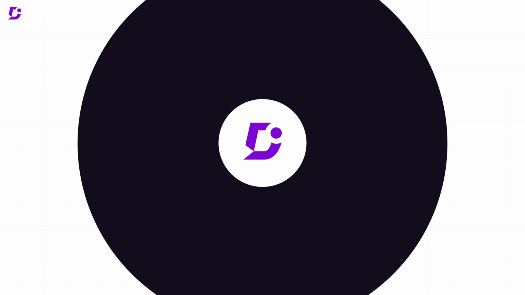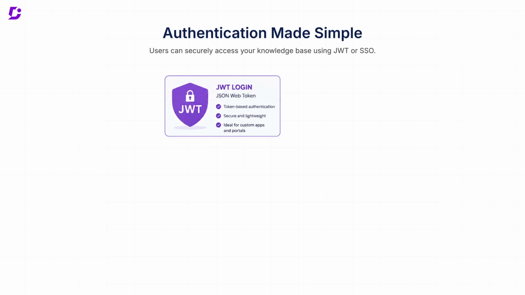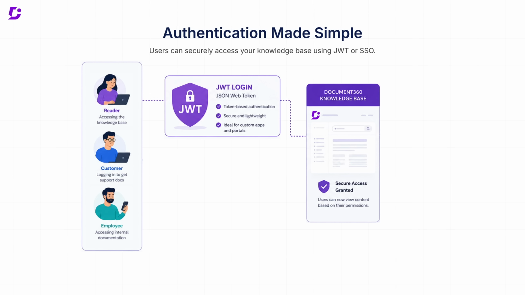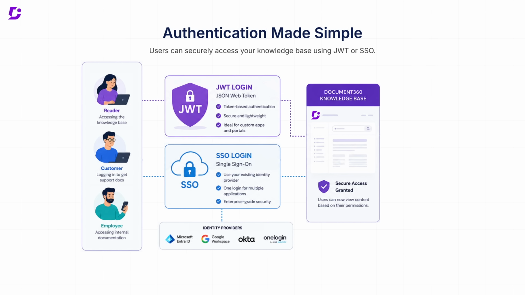Document360 supports Multi-JWT, or JSON Web Token, as a sign-in method for authenticating reader access. In addition to configuring SSOs for users and readers, you can also set up multiple JWT login options for readers to meet different authentication requirements. In this video, we'll walk through how to configure them.